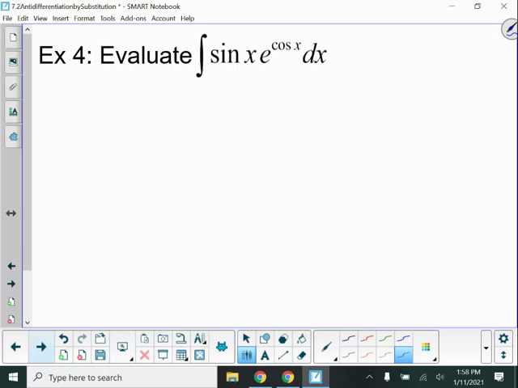Okay, so example 4, evaluate. I know it says evaluate, but we are still going to come up with some type of expression for our answer rather than an actual number value. The only time you're going to get a number value is if your integral does have numbers in the upper and lower bound positions. So we're evaluating sine of x times e to the cosine of x dx.